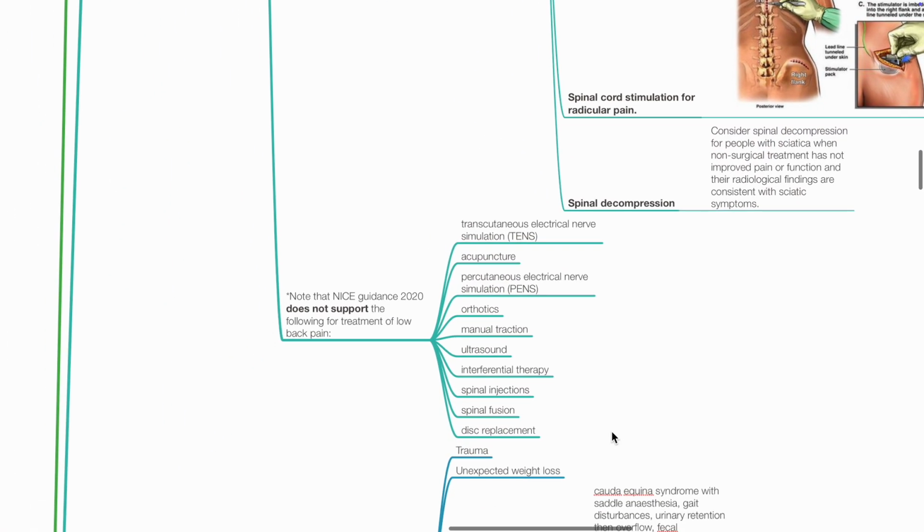NICE Guidance 2020 does not support the following for treatment of low back pain: transcutaneous electrical nerve stimulation, TENS, acupuncture, percutaneous electrical nerve stimulation, PENS, orthotics, manual traction, ultrasound, interferential therapy, spinal injections, spinal fusion, and disc replacement.